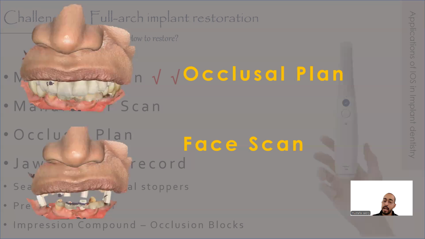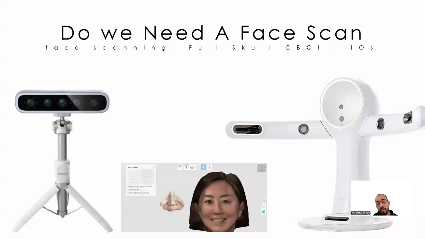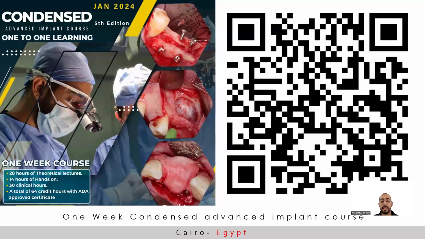And of course, guys, in full arch cases, never let your patient go without a face scan. With these kinds of intraoral scanners, you can very easily do face scanning, at least for the nose. It's a very good landmark for your lab. If you have a full face scan, well and good, but at least you have that.